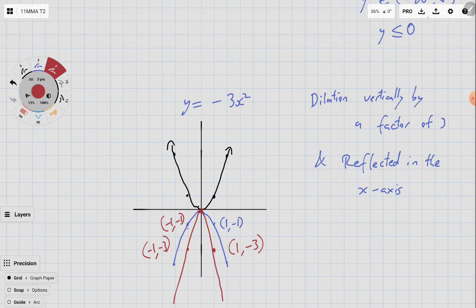When you have a simple quadratic like this, the number out the front tells us what the vertical dilation is, and the sign tells us whether it's been reflected in the x-axis or not. Alrighty, so that's a quick little introduction into some more simple standard transformations of quadratics.